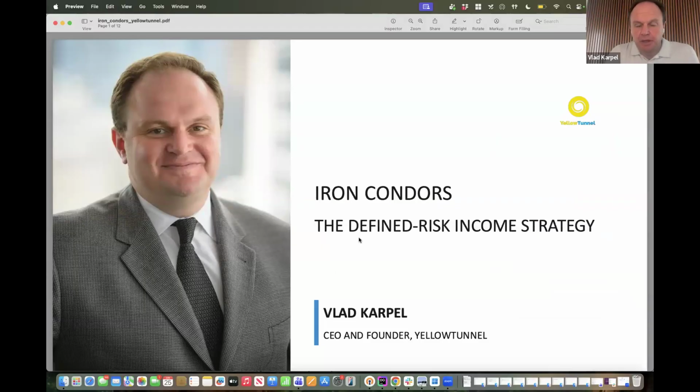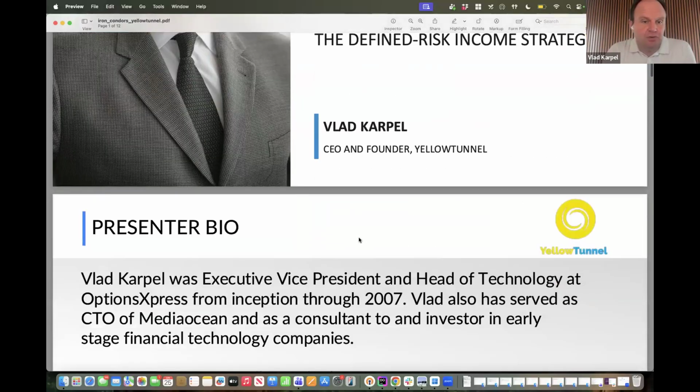Perfect. Thank you again, Natalie, for organizing this event and AGT for hosting it. Today we're going to talk about one of my favorite strategies, iron condors. Especially, I think, for current market conditions, it could be appropriate. It's a defined risk income strategy, so we're going to go through some examples, what to look for, and when to use the strategy and when not to use it. That's the goal for today.